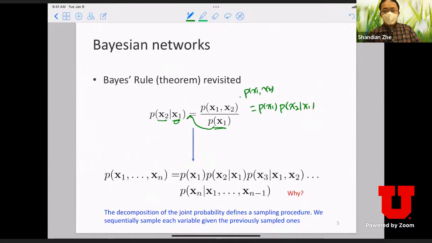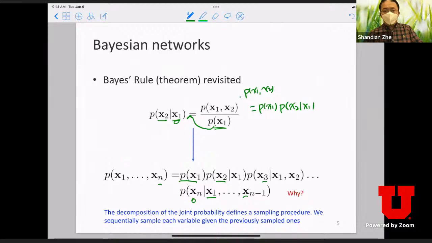And we can extend this result for n random variables. We can apply this decomposition. We know that the joint distribution can be written as the marginal distribution of x1, then conditional on x1, the distribution of x2, then conditional on x1, x2, the distribution of x3. You can continue until you multiply the conditional distribution of xn given x1 to xn minus 1.